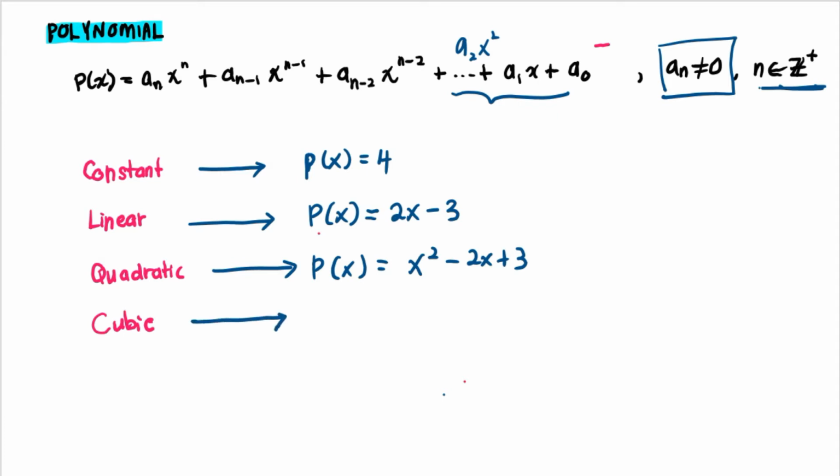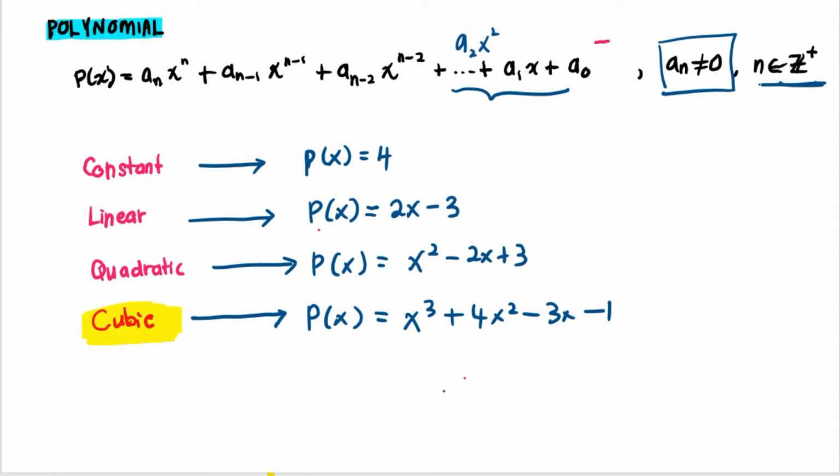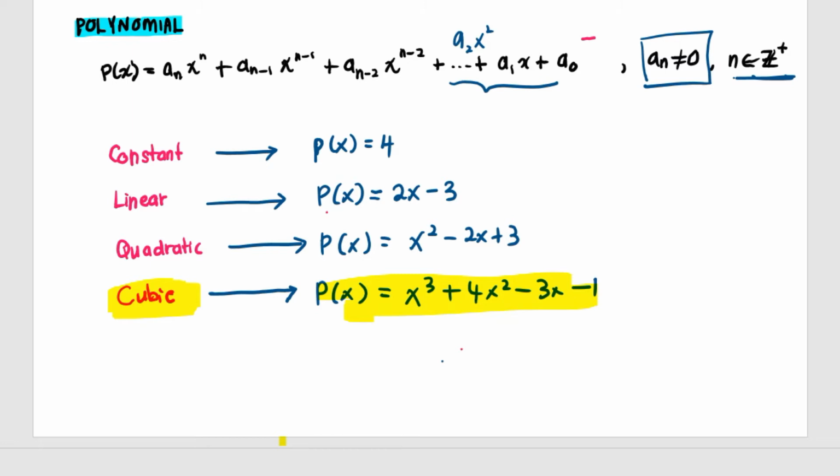And finally, we go to the cubic, which is the higher power. So the highest power of x is 3. For example, x to the power of 3 plus 4x squared minus 3x minus 1. So this is the cubic equation. This is the part we are going to discuss today, where the highest power of x is equal to 3.